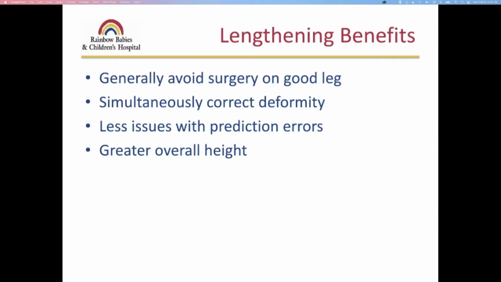In terms of the benefits of lengthening over shortening, the patients oftentimes have a better long leg, and the idea of doing surgery on it is concerning to them. You get to simultaneously correct deformity generally when you're lengthening, and oftentimes that's an important factor. You get fewer issues with prediction errors, because the biggest issue with epiphyseodesis is that you can have a prediction error and end up with more limb length discrepancy than you would like. And then you get a greater overall height if you lengthen, and that's important for a lot of patients, particularly boys.